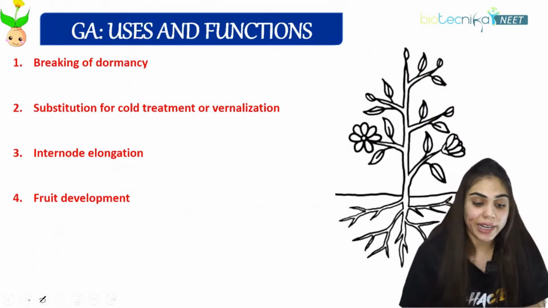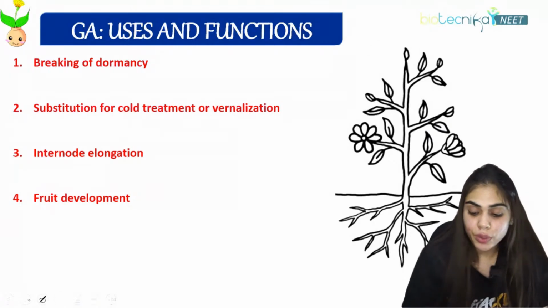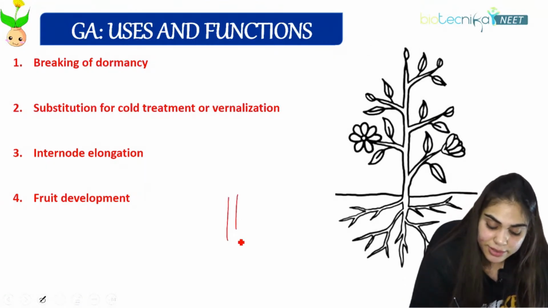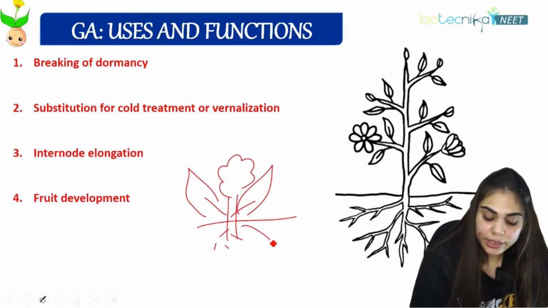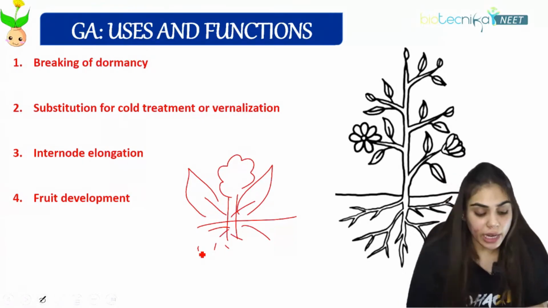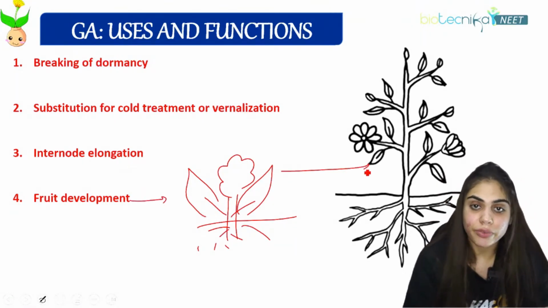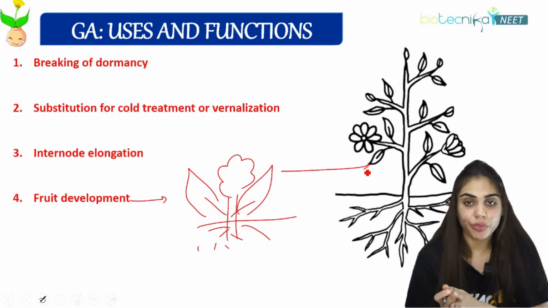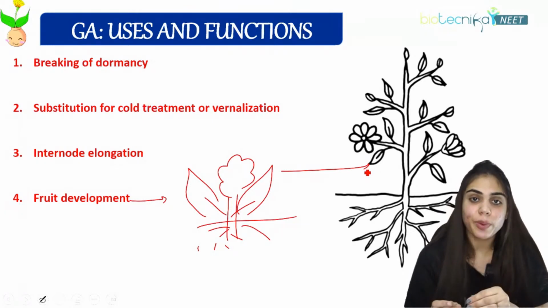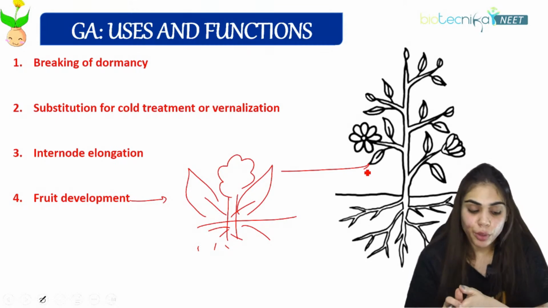Now coming to gibberellic acid. So gibberellic acid's major function is fruit development. So if a plant is there, if you provide gibberellin in an agricultural field, it will help cause fruit development. It will help in the formation of fruit in the plant. So suppose a plant is bearing a small number of fruits, but if you spray gibberellic acid, it will cause the plant to bear more fruits.